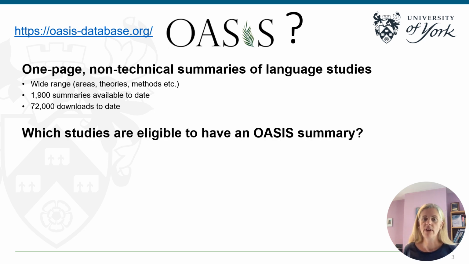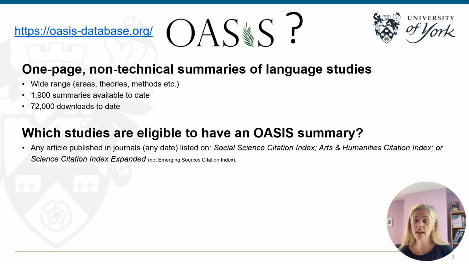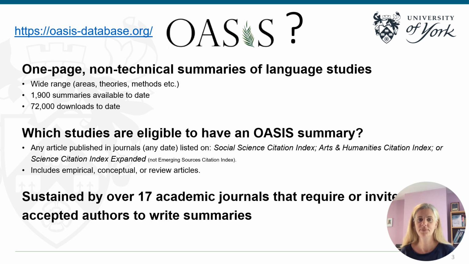So which studies are eligible to have an OASIS summary? Any article published in one of the journals listed on these citation indices that you can see. And this includes any empirical, primary or secondary data, any conceptual or review article. OASIS is sustained by over 17 academic journals that require or invite their accepted authors to write summaries.